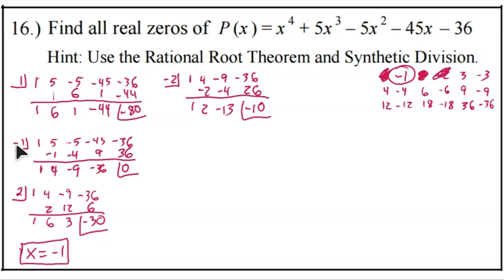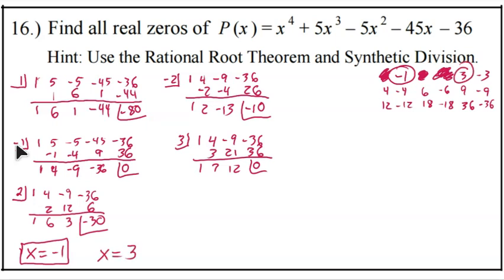Okay. So now let's try 3. So try 3, half box, 1, 4, negative 9, negative 36. Draw a line, bring down the 1, times 3 is 3, plus 4 is 7, times 3 is 21, minus 9 is 12. 12 times 3 is 36. 36 plus negative 36 is 0, and therefore 3 is one of our roots. So x is equal to 3. So we've got 2 of our 4 roots.